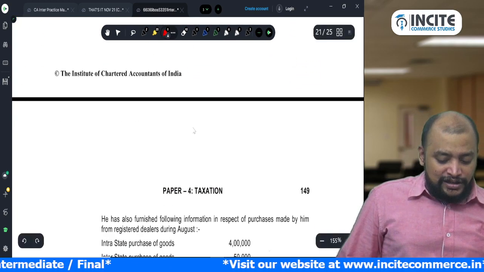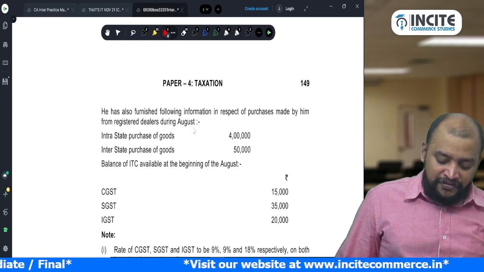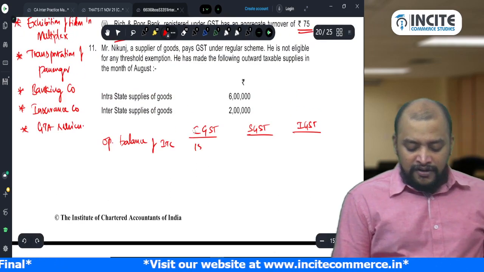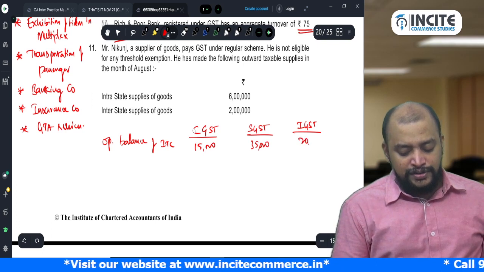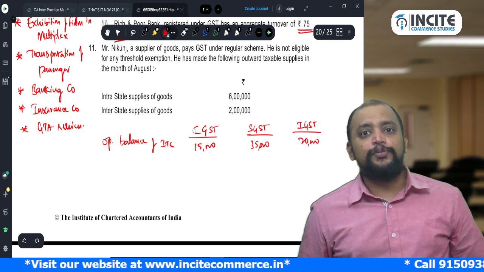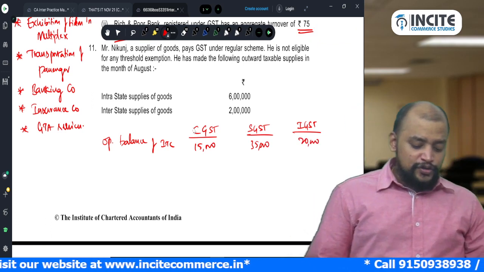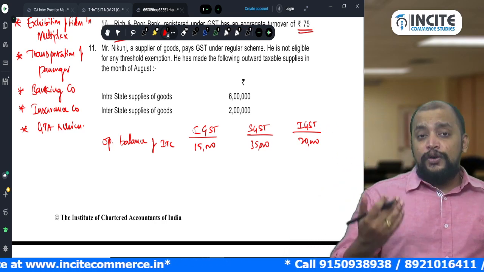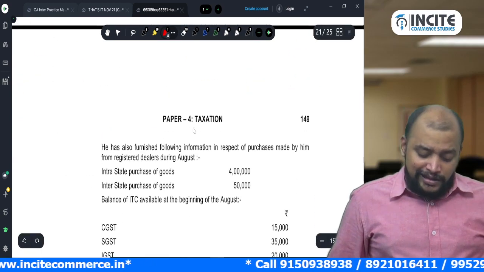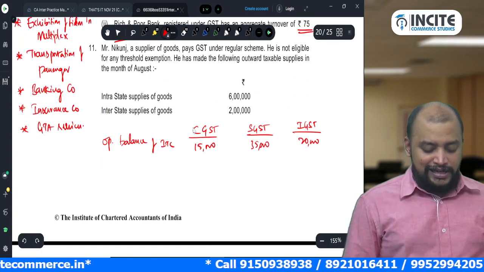Opening balance of ITC. What is the opening balance of ITC? 15,000, 35,000 and 20,000. So we have got the opening balance of input tax credit. To this opening balance, we need to add inward supplies during the month. So what is that? Intrastate purchases.